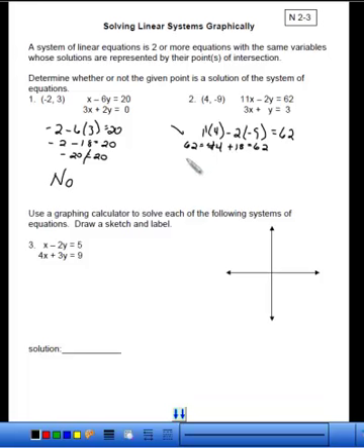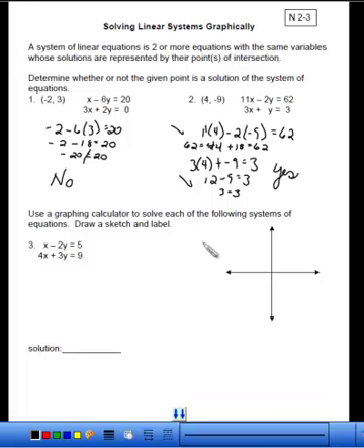Now we have to make sure it works for both of them. So we go to the second equation. 3 times 4 plus negative 9 equals 3, which is 12 minus 9, which of course is 3. So it checks out for both equations. This point plugged in gives us a true statement for both equations. So yes, it is a solution set. It's a solution for the system of equations.